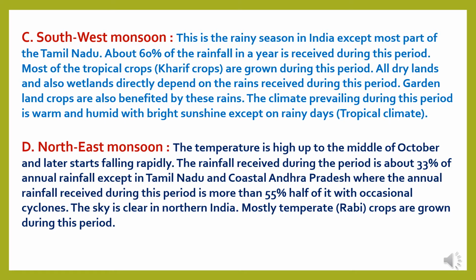Then fourth one is northeast monsoon. The temperature is high up to the middle of October and later starts falling rapidly. The rainfall received during this period is about 33% of annual rainfall except in Tamil Nadu and coastal Andhra Pradesh, where the rainfall received during this period is more than 55% of the annual rainfall, with occasional cyclones. The sky is clear in North India. Most temperate Rabi crops are grown during this period.